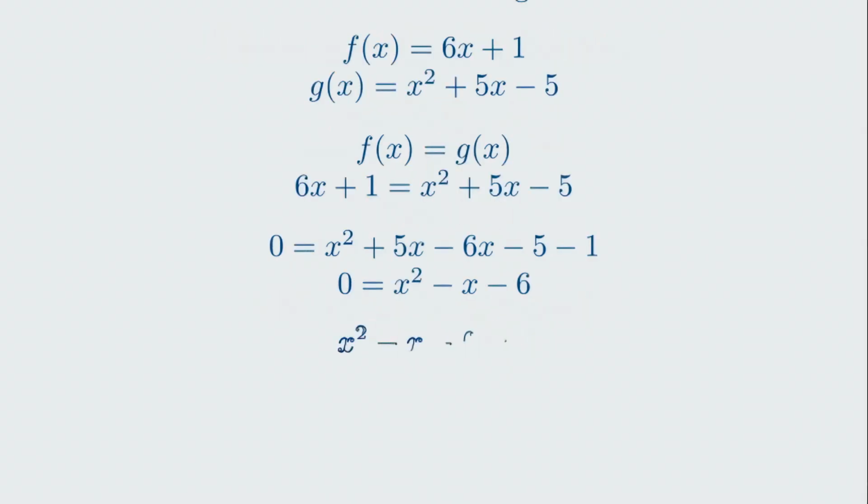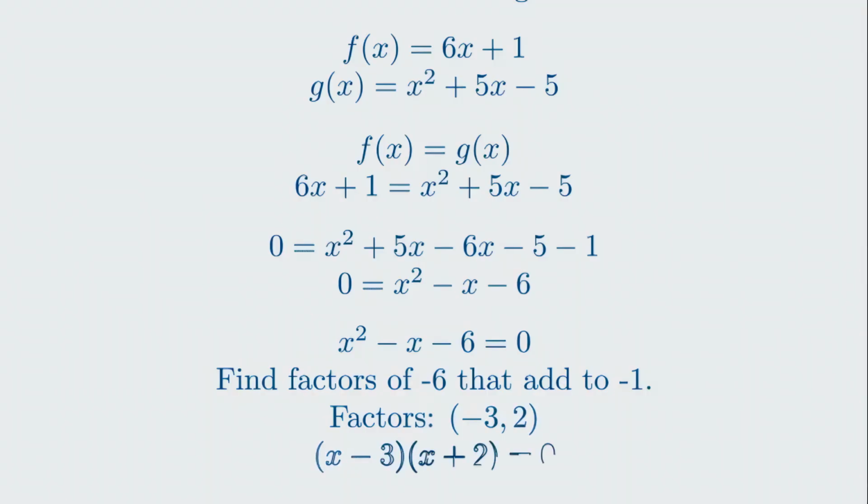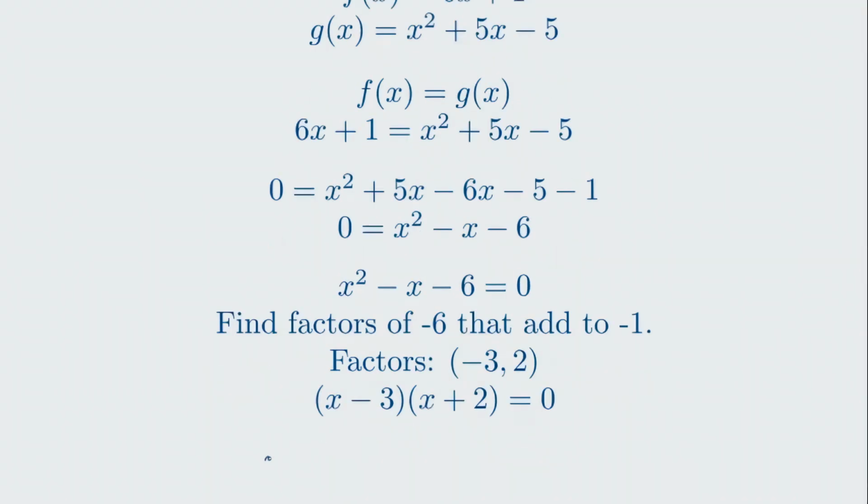The numbers 3 and negative 2 fit this description perfectly. 3 times negative 2 is negative 6, and 3 plus negative 2 is 1. So we can factor the quadratic into x minus 3 times x plus 2. For the product of two factors to be 0, at least one of them must be 0. So we set each factor equal to 0.